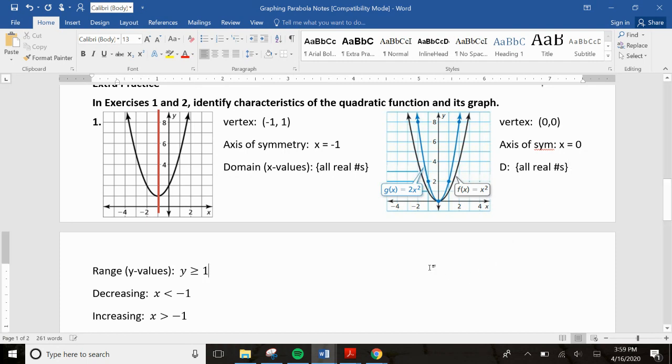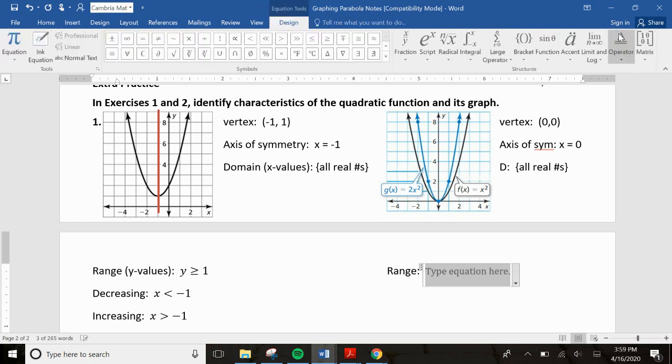All right, let's talk about the range. So here, this is for our second one. The range, again, is the y values. The y values depend on the vertex. When our parabola opens up, our vertex is the lowest point. So I can see here that my vertex is 0, 0. This graph is never going to go below 0 in the y values. It's never going to hit -1, -10, -100. But I can see it's going to hit all my positive values because it's opening up. So therefore, we can say the range is y is greater than or equal to 0.